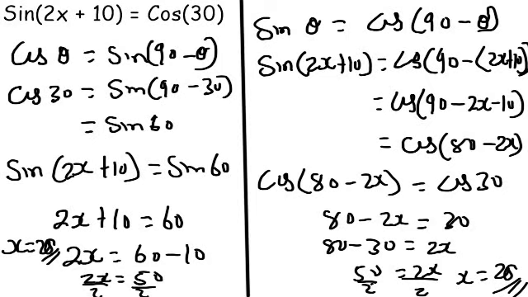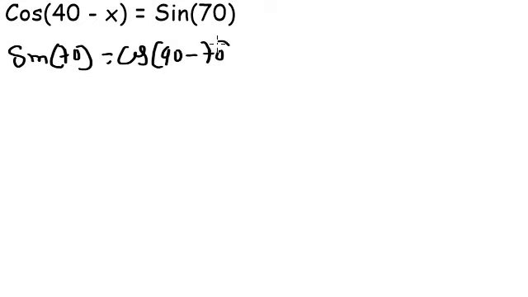Example 2. Consider cos 40 minus x to be equals to sine 70. What would be the value of x? So we know that sine 70 will be the same as cos 90 minus 70, and therefore that will result in cos 20.